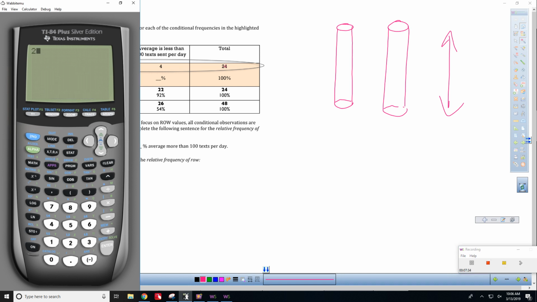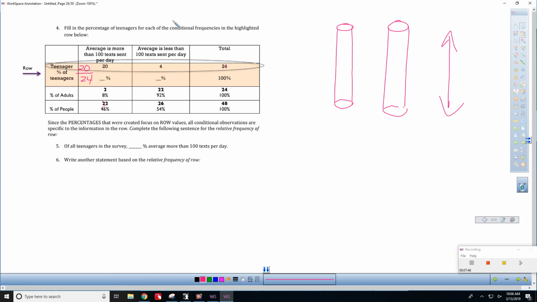So all you do is 20 divided by 24, enter. You get 0.833. As a percentage, you're going to move that to here. So it's 83.3%. Nope, not if you want to be accurate, because all of these things need to add up to be 100. And if you round it off, that's not going to happen.